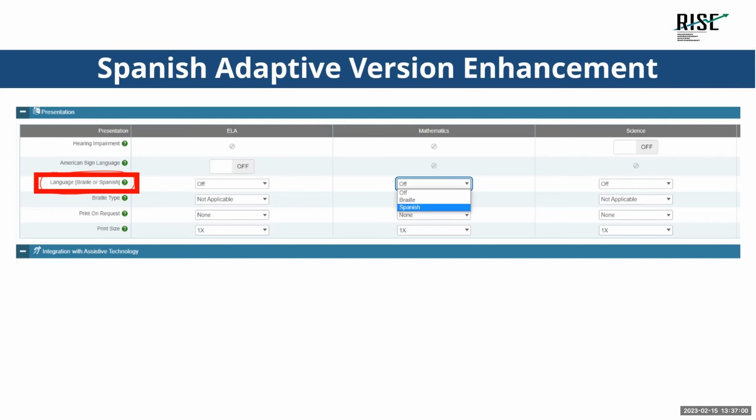And this can only be made by administrators, right? Sorry, what, Omar? Only the administrators can make the change. Yes, only administrators can make the change in Tide, and then the student can choose to toggle back and forth when they're within the testing platform.